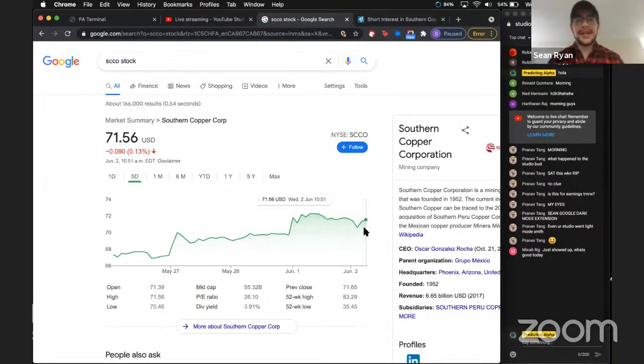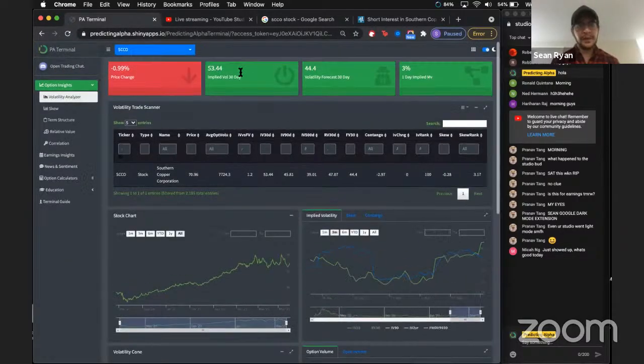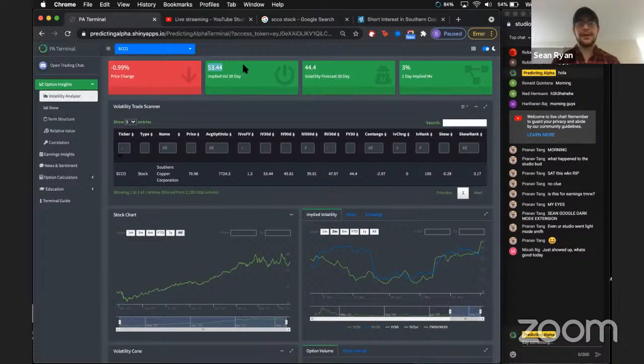Micah, what's going on, man? I'm taking a look at a company called SCCO for a short vol play. Just found it using the scanner, sorted by IV versus forecast, IV rank, liquidity. Vol's just looking a little bit rich here, near dated vols. I'm not seeing any big news coming out, but it's trading at 53 implied vol.